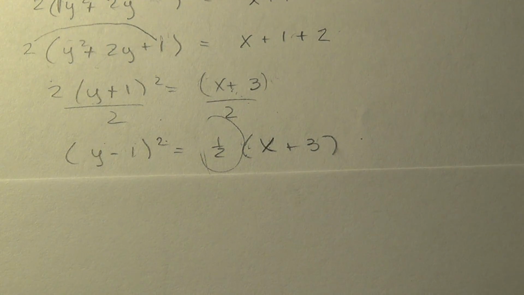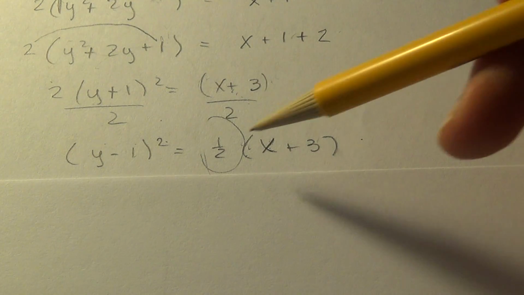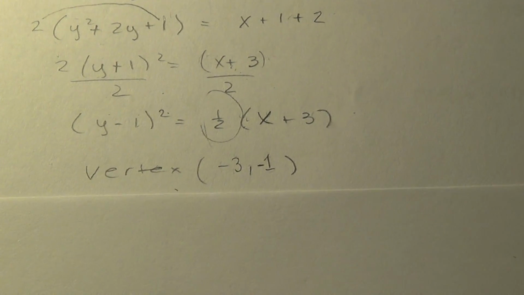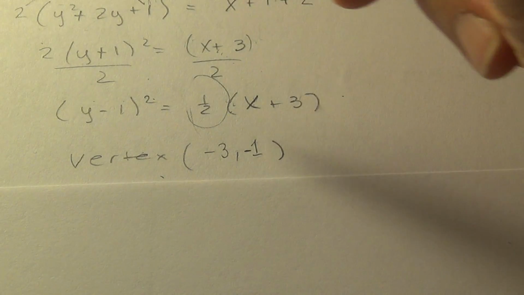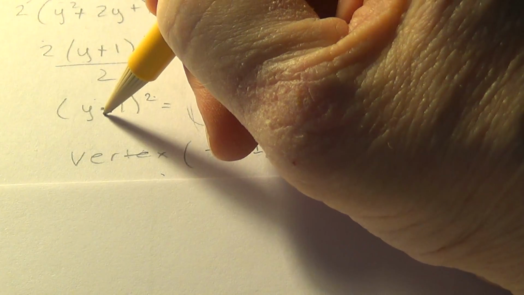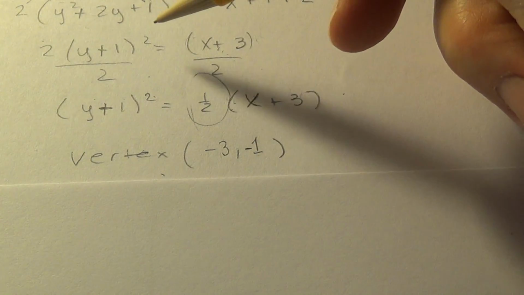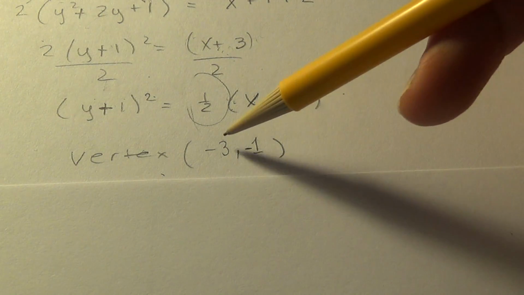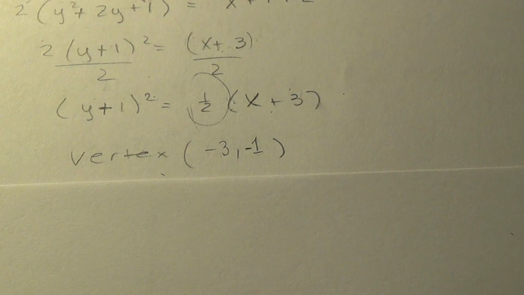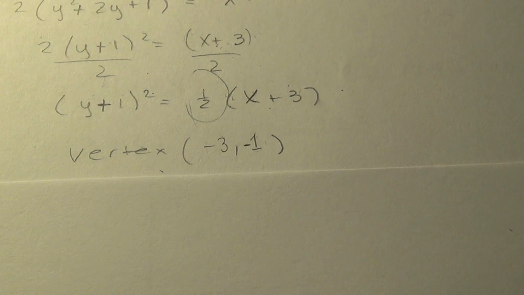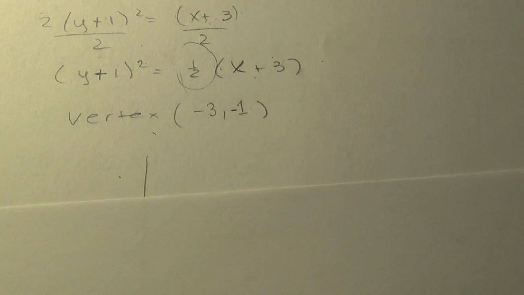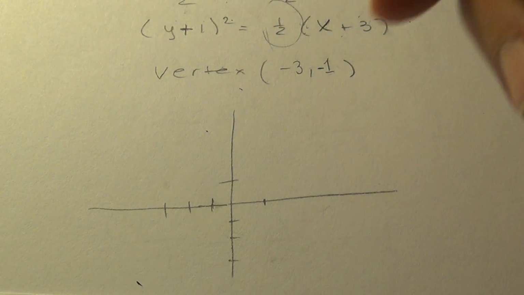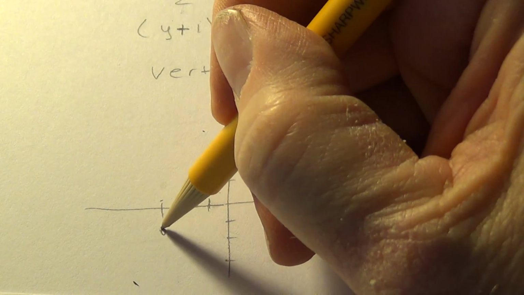So now all the secrets of this parabola have been revealed. What is the vertex? It's going to be the opposite of this. Where did this negative sign come from? Put your hands down. I see it. All right. This was positive and this was positive. So -3, -1 are the coordinates of the vertex. So start graphing it. -3, -1 is right there.